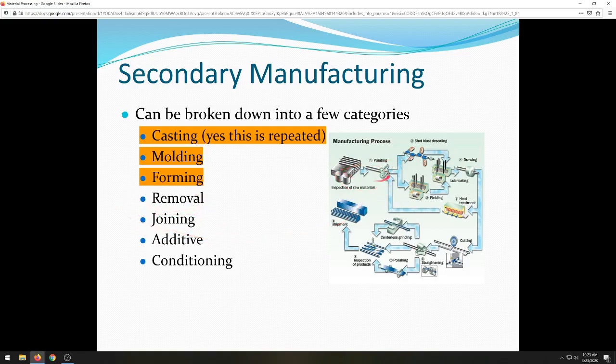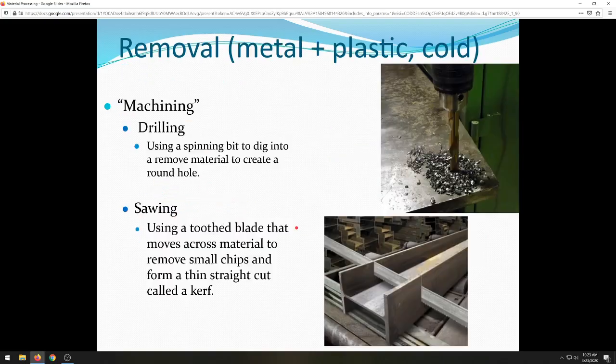So again, this image just kind of goes through some of the basic, taking these raw materials and straightening them out. This talks about pickling and things like that. This is like pre-treatment of materials. But yeah, we'll talk about removal, then joining.